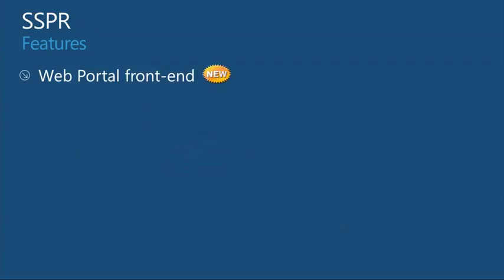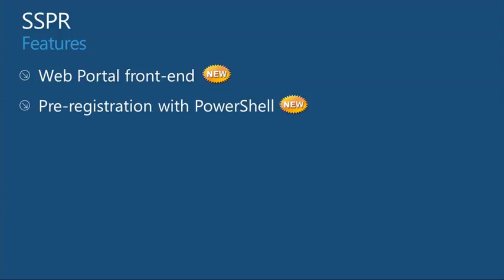So here are a couple of new features. We finally have a proper web portal front end, which is great. This is another nice thing that they've given us with R2: pre-registration PowerShell cmdlets. This was something a lot of people were asking for, particularly in university environments where you don't want every single student to have to go and register for password reset. They're not going to do it anyway. So let's pre-register them based on some information we have about them, student number and course code, or whatever we happen to have.